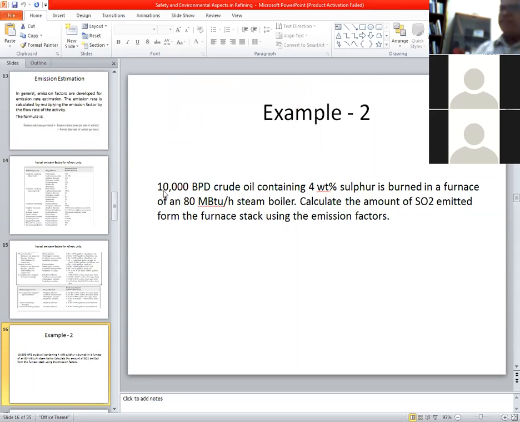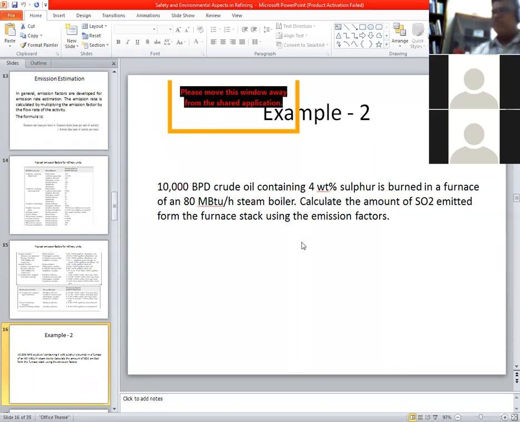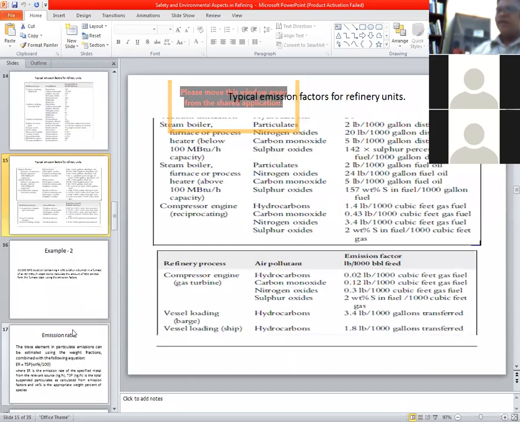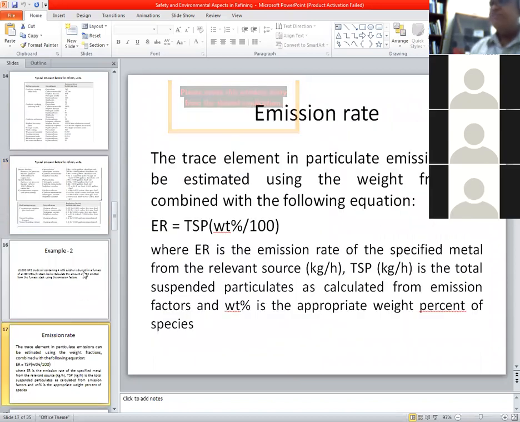So I think you can calculate as Aminuddin explained. It's very simple. The main thing is the formula: emission rate equals emission factor times flow rate. Emission factor you get by using this table. Simple. Okay, that's all. Then we proceed to the next.